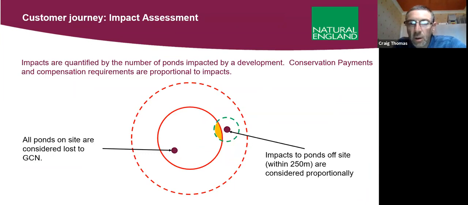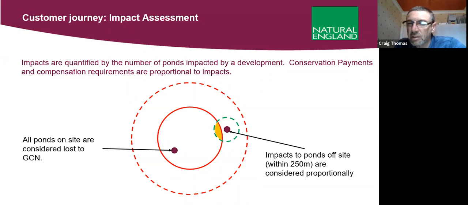We do consider all ponds within the red line boundary to be lost, functionally lost to the species, whether they remain post-development or not. And we do, as mentioned earlier, consider the terrestrial habitat lost for those ponds within 250 metres of the boundary of a red line boundary. So in the buffer zone, those ponds clearly will still be present post-development.